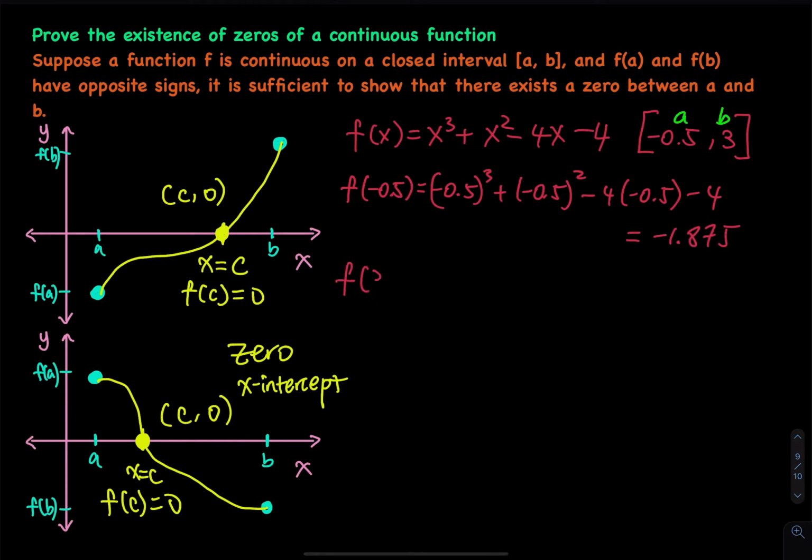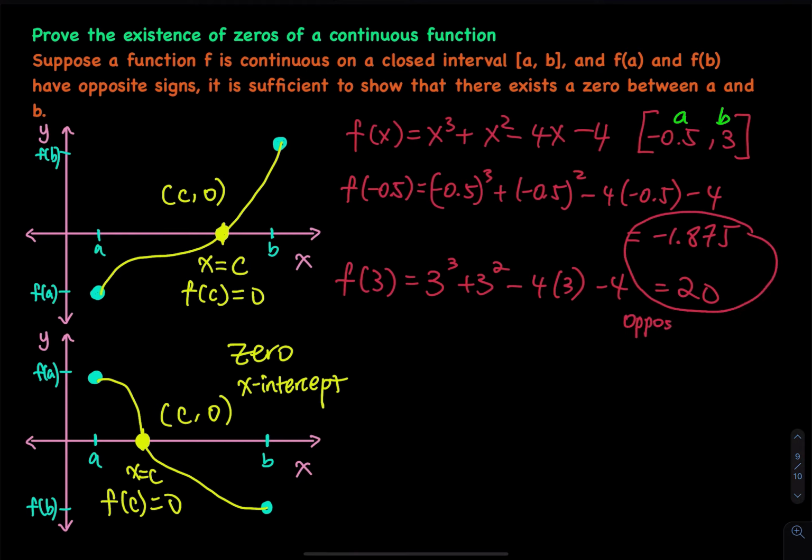Plug in x equals 3. We have 3 to the third plus 3 squared minus 4 times 3 and then minus 4. That is equal to 20. As you can see, they have opposite signs, right? That means there exists a c, and c is between negative 0.5 and positive 3, such that f of this value is equal to 0.